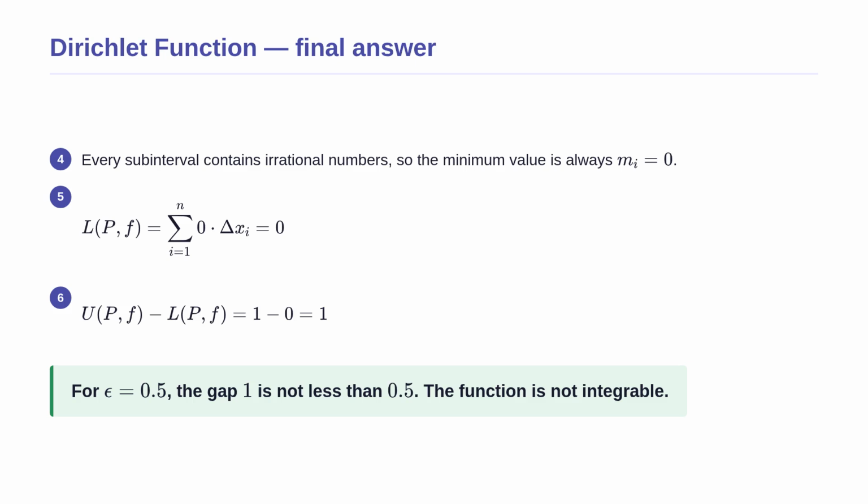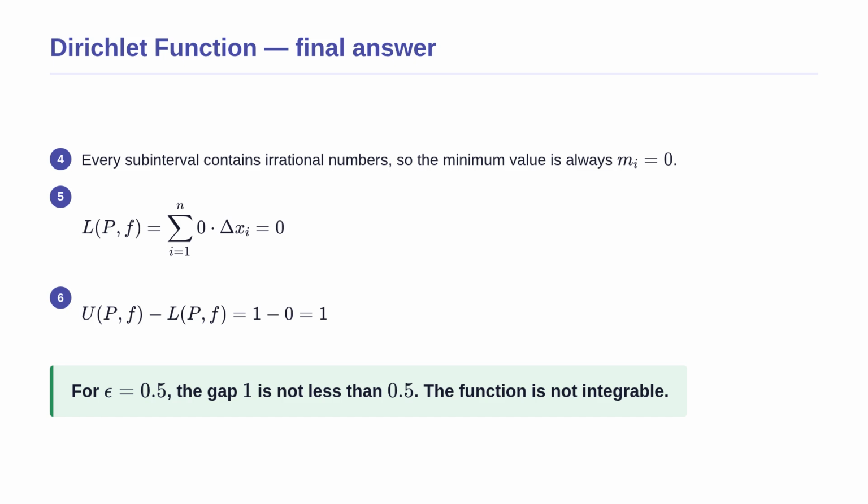Continuing with the Dirichlet function, we must now find our underestimate. Just like rational numbers, irrational numbers are also packed everywhere along the number line. This means every single subinterval will always drop down to a minimum height of 0. Calculating the lower sum with a height of 0 gives us a total lower sum of exactly 0.